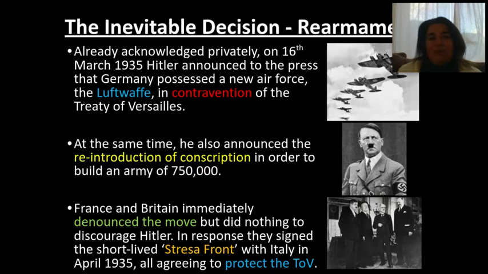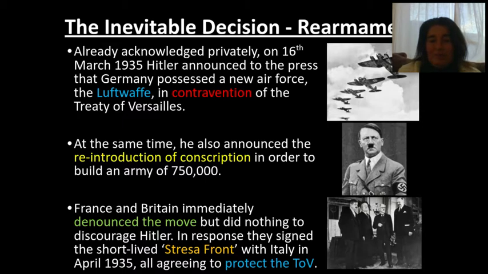So, already acknowledged privately, on 16th of March 1935, Hitler announced to the press that Germany possessed a new air force, the Luftwaffe, in contravention of the Treaty of Versailles. At the same time, he also announced the reintroduction of conscription in order to build an army much larger than the 100,000 men allowed. France and Britain immediately denounced the move but did nothing to discourage Hitler.